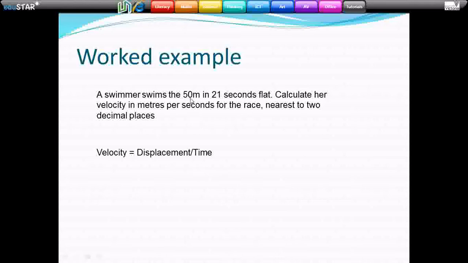Now in this case our displacement is 50 meters and our time is 21 seconds. So we just plug it in, 50 divided by 21, and in the calculator that will give us a value of 2.38 meters per second, and that's the units we use for velocity. You can see there that I've written in the nearest to 2 decimal places, so it's important to put that part into the formula as well. So we can say that that swimmer's velocity over the course of that race was 2.38 meters per second. So for every second she was travelling 2.38 meters.